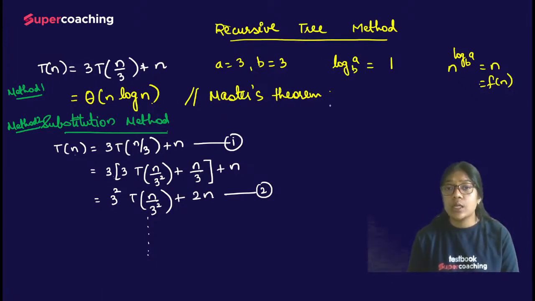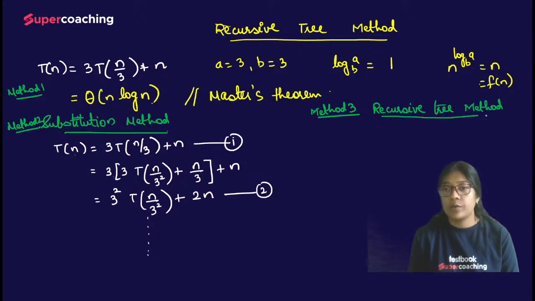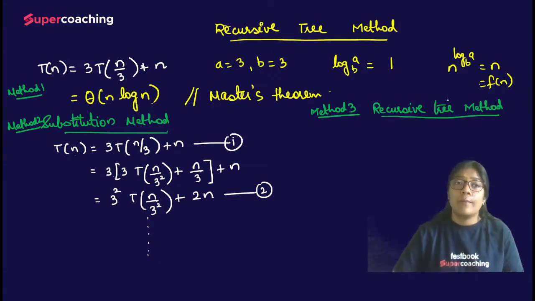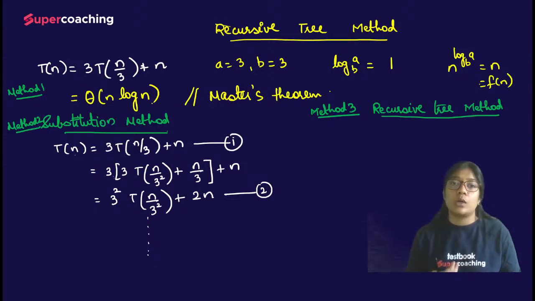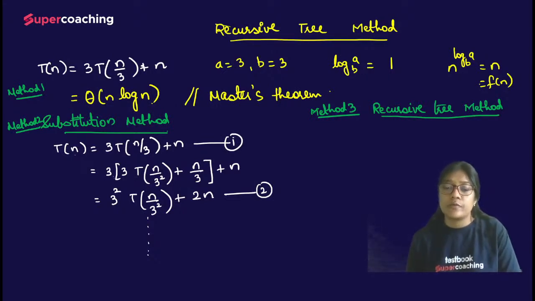Third one is using the recursive tree method. Method 3, recursive tree method. I'll let you know why we are covering recursive tree method. If a recurrence relation can be solved with master's theorem, the easiest approach is to find the values of a and b, find log a with the base b, do the comparison and return the answer. So why are we going for the recursive tree method?